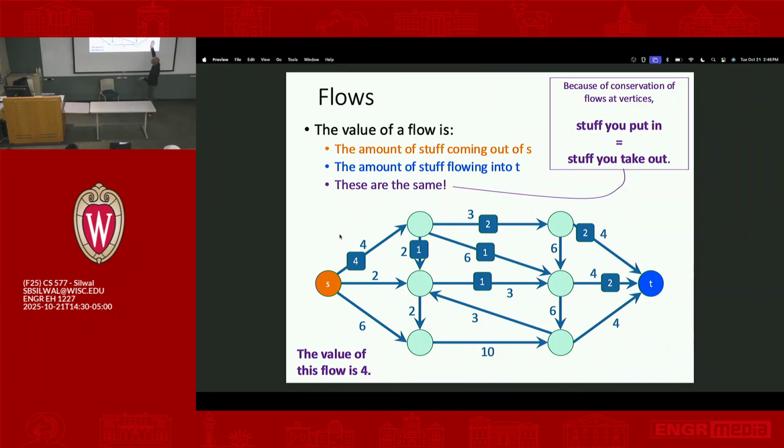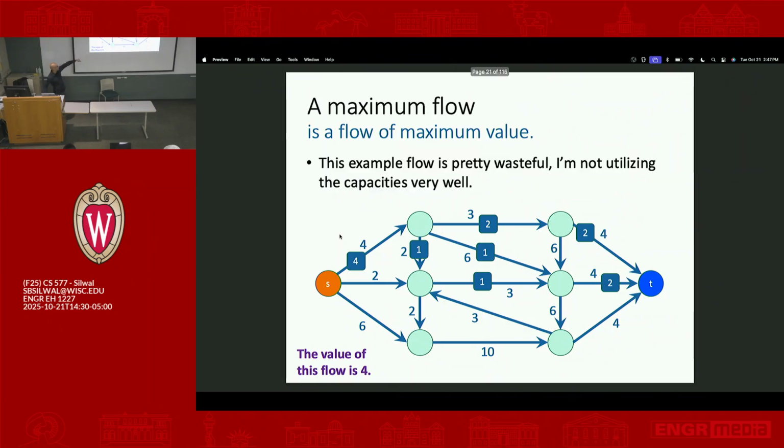Okay. So how do I say if a flow is good or not? Well, we ask how much stuff was transported from S to T. That's the value of the flow. I send out 4 things from S, and if every internal node has the property that in equals out, then eventually they all end up at T. That's the value of the flow: how much you are sending from S to T. Of course, we want to maximize the amount of flow from S to T, and this is not the best way to do it. This is just one way, a pretty wasteful flow.